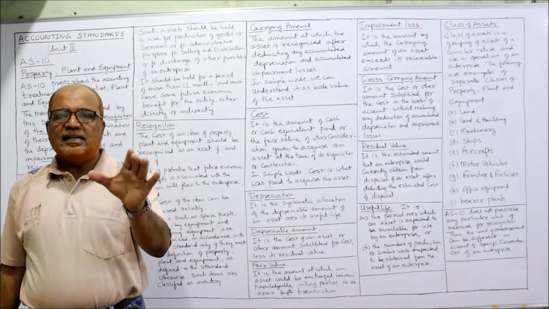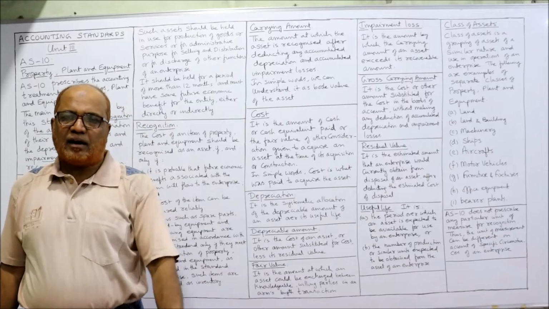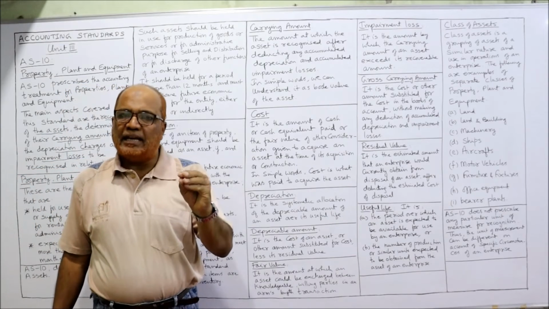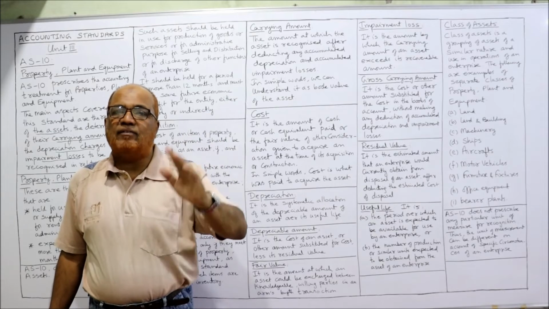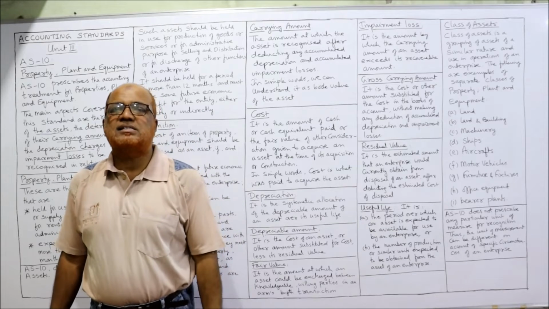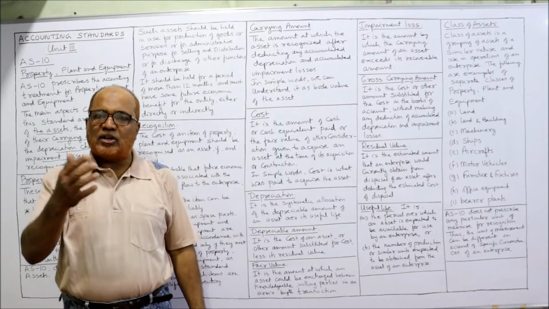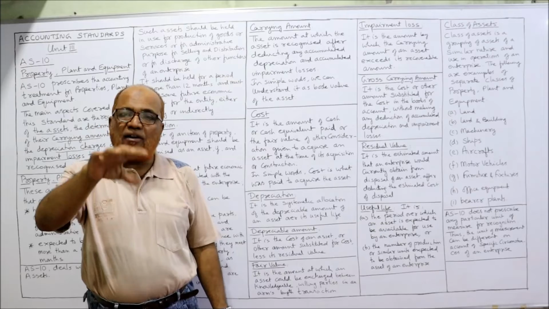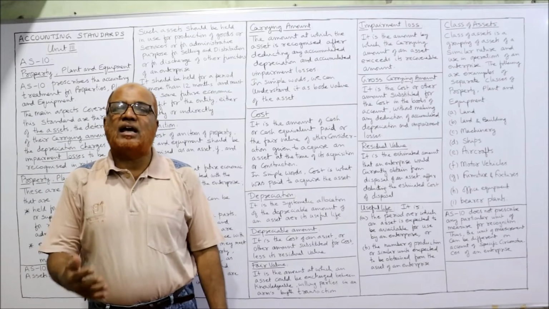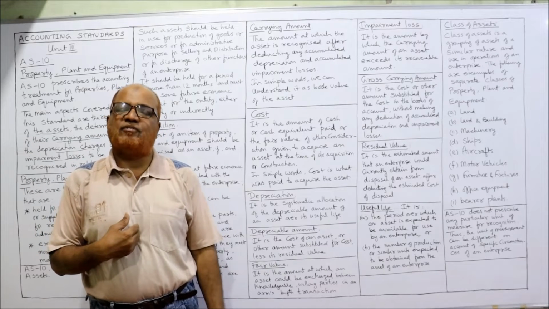Example, if the asset is purchased for rupees 1 lakh, useful life 10 years. After 10 years, we are able to sell it away. Scrap value of the asset is 10,000. That means we have purchased the asset for 1 lakh. We can use the asset for 10 years. After 10 years, when we sell the asset, we can fetch 10,000 scrap value.